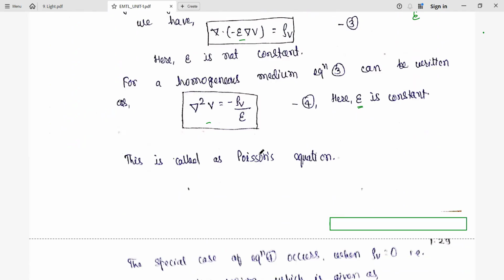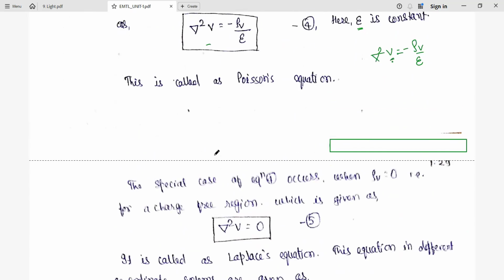This equation 4 is called the Poisson's equation, that is, del square V equal to minus rho v by epsilon. Here rho v is the charge density, the volume charge density, with v as suffix, and capital V is the electric potential.